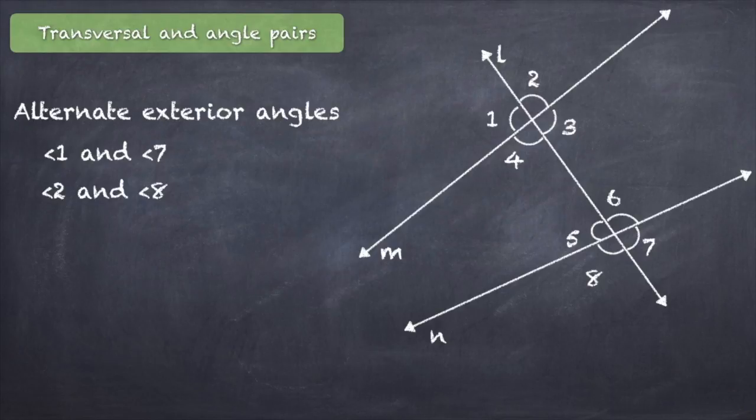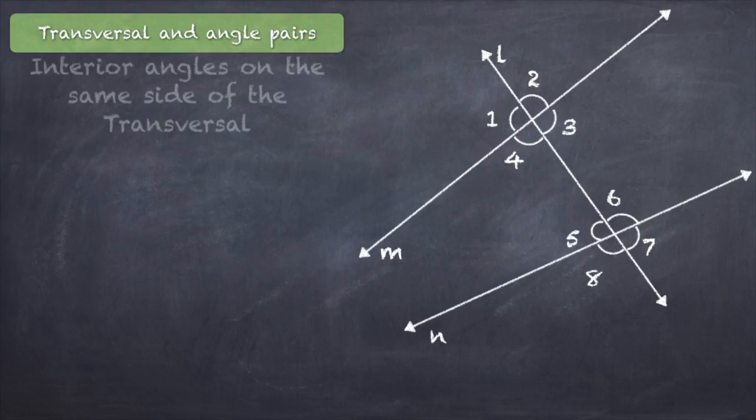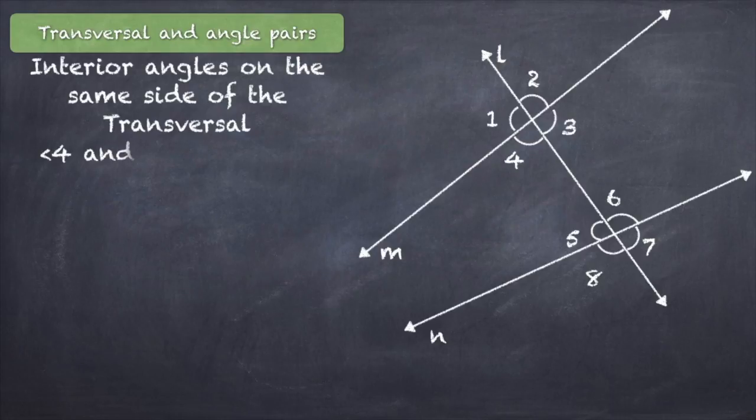And lastly, one more term, and don't worry about memorizing the term, try and see it on a common sense basis, it will be faster and easier: interior angles on the same side of the transversal. So this is the transversal. These are the interior angles which are on the same side.